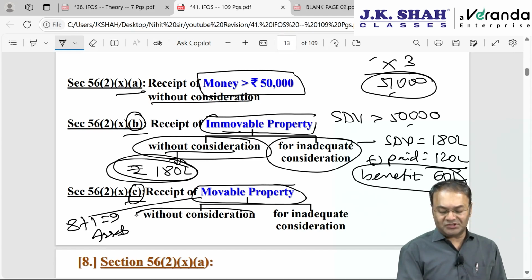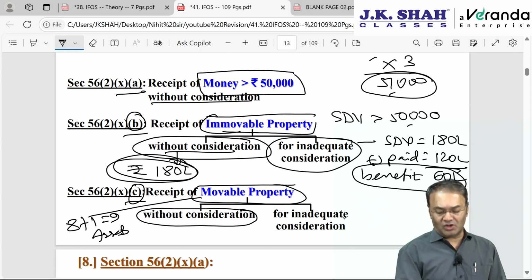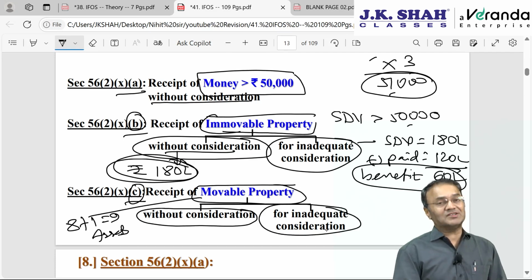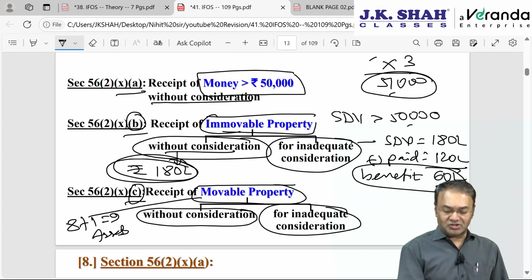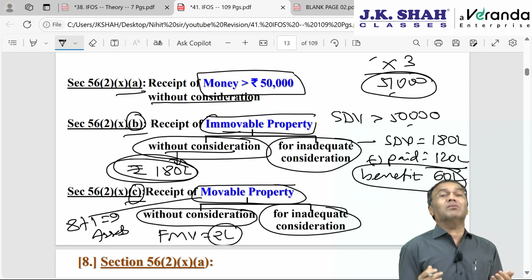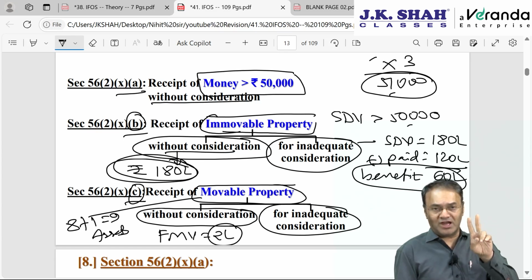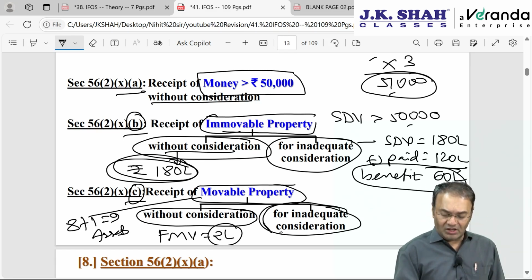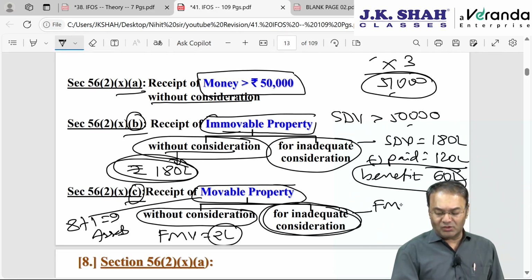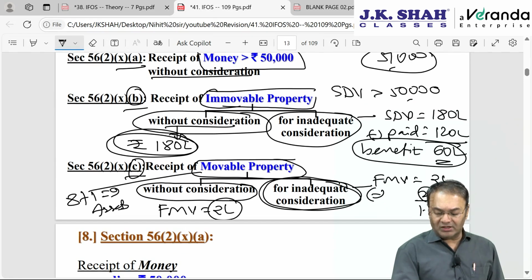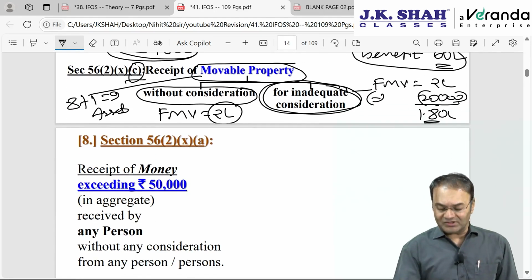Movable property may be received like immovable property, either free of cost, that is without consideration, or for less than market value, inadequate consideration. If market value here is 2 lakh rupees, then the entire 2 lakh is taxable because my benefit is 2 lakh rupees. A 2 lakh rupee worth item I received for 0, my benefit is 2 lakh rupees, so 2 lakh is taxable. And for inadequate consideration, the market value is 2 lakh rupees and I got it for 20,000. Then how much is the benefit to me? 1 lakh 80. So the amount taxable will be 1 lakh 80,000. That is the concept.